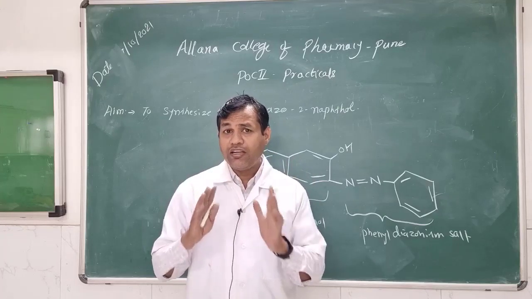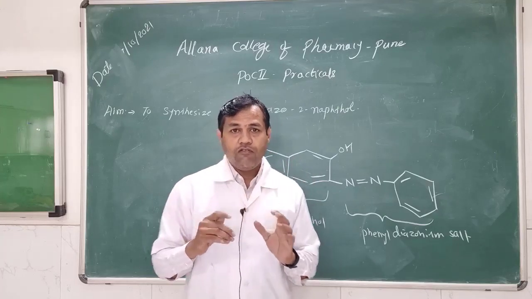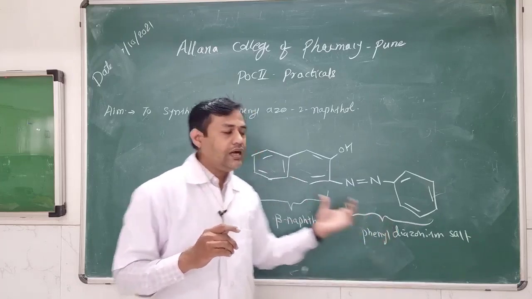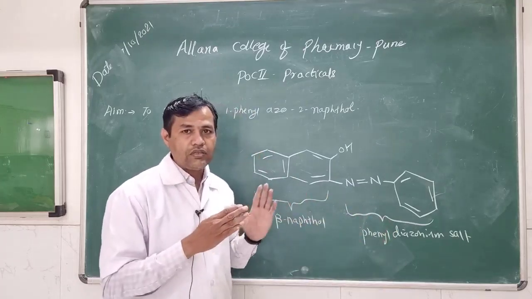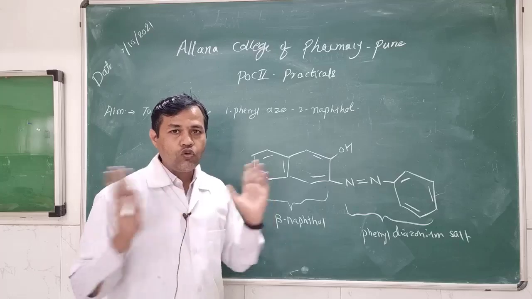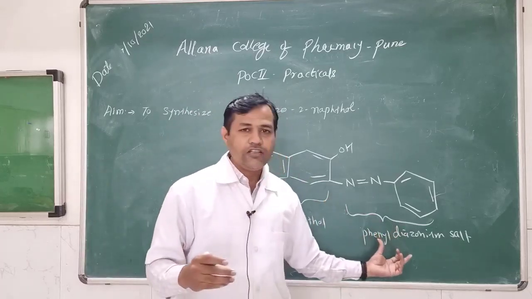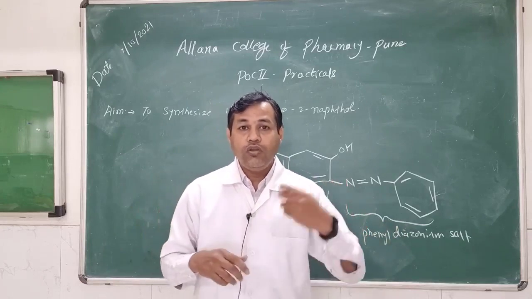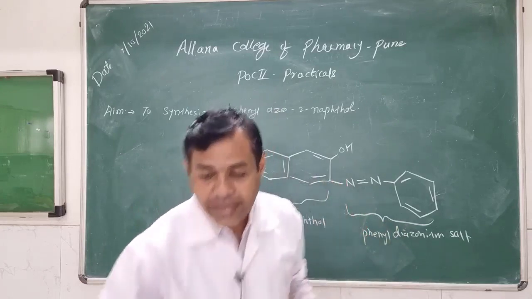So there are two portions of this synthesis. One portion is the synthesis of phenyl diazonium salt, and the second portion is coupling with beta-naphthol. So two solutions we need: one is phenyl diazonium salt, another is beta-naphthol in sodium hydroxide. Now how this reaction takes place, let us see the reaction.